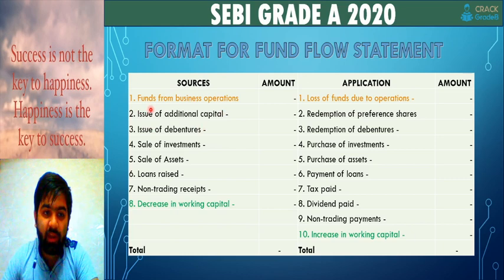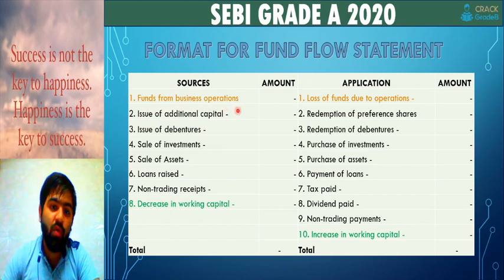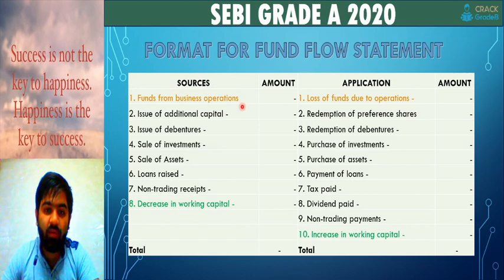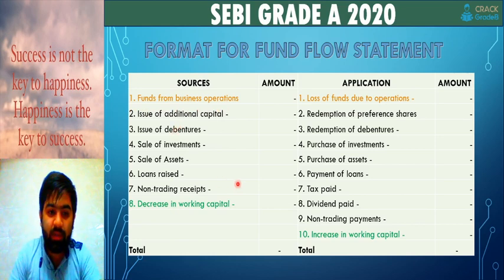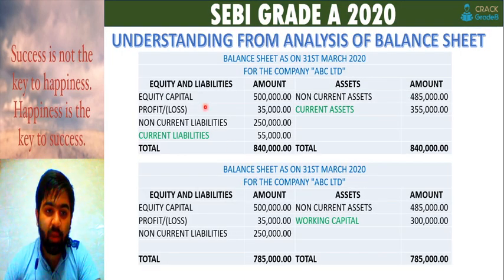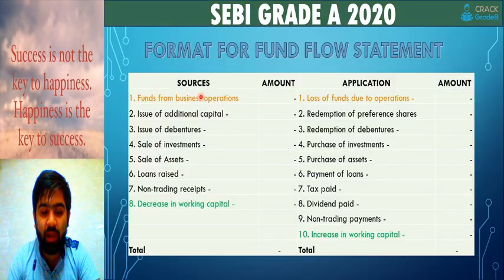First of all, it can come from funds from business operations, like we earn revenue from business operations. We are operating in the business, like we sell goods and other operating income. So we get funds from business operations. Then, like we studied in the balance sheet, there is equity capital. If we issue additional equity capital, we will get funds, so it will be a source of funds. Okay, so it will be added on the source of funds side. Then comes issue of debentures, it comes under non-current liabilities, and it gets added in the sources. Then sale of investment, sale of assets, loan, the non-trading receipts, it is not in the operating cycle and it is non-trading receipts.